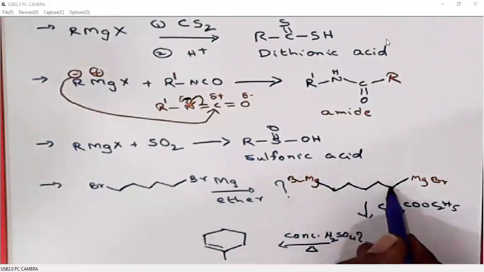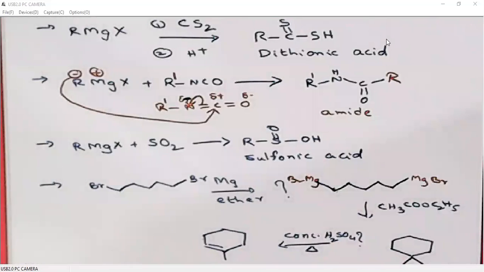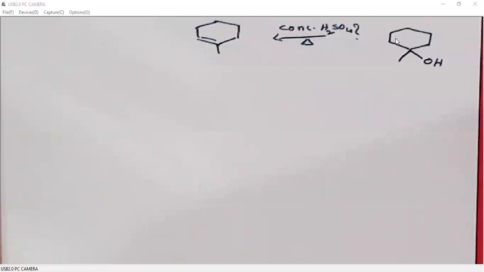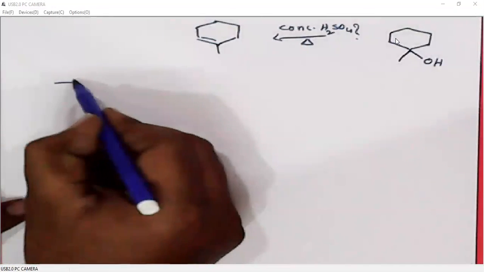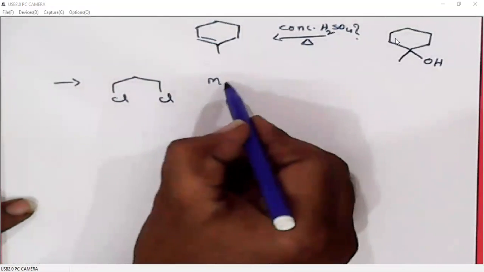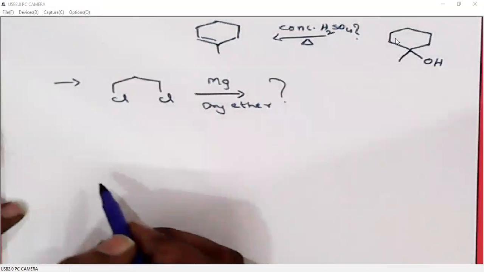1, 2, 3, 4, 5 carbons from Grignard reagent and this carbon, ester carbon. So total 6 carbons. And on the ester carbon, we have methyl group, and this carbonyl will be converted to alcohol. Give the product.